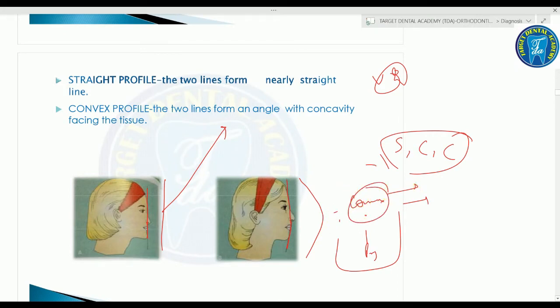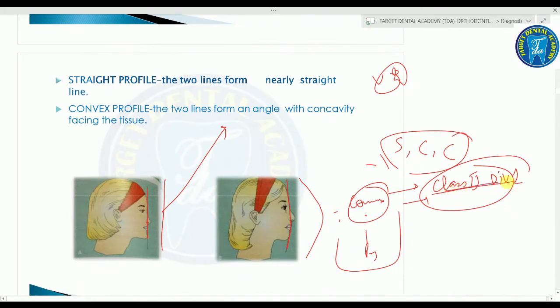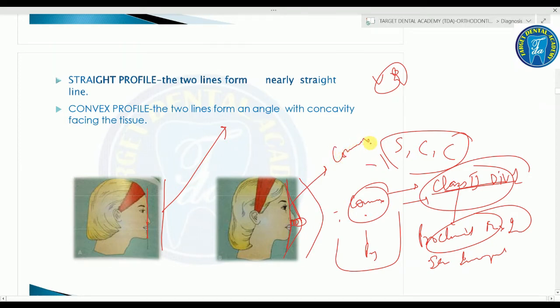And a convex facial profile you will always see in case of class 2 division 1. Why? Because in class 2 division 1, as I have already told you, the patient has proclined maxillary incisors. So in that case, the lips should be incompetent, the lips will not close, there is no lip seal. So the line should be like this due to the proclined maxillary incisors. So the profile is convex in case of class 2 division 1. Important for your MCQ.